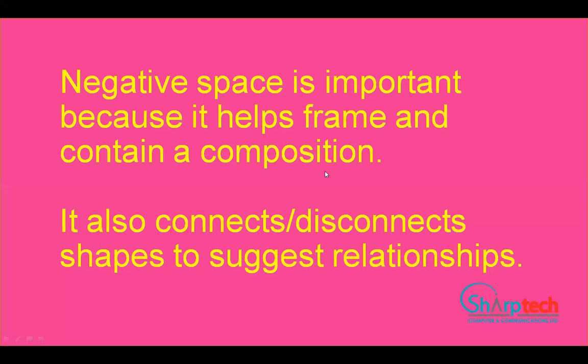And then we are saying it also connects or disconnects shapes to suggest the relationships. When you have negative space, it is capable of connecting one shape to another or disconnecting one shape from another. So as it is capable of connecting and disconnecting, it automatically suggests how those different shapes are related, in regards to that particular artwork.